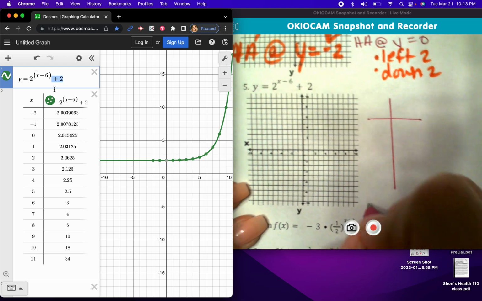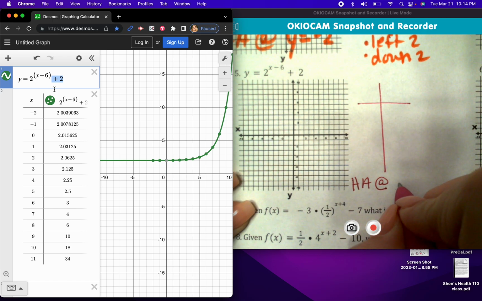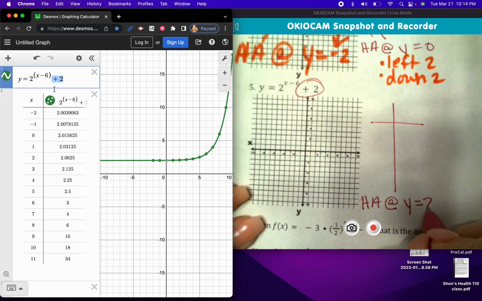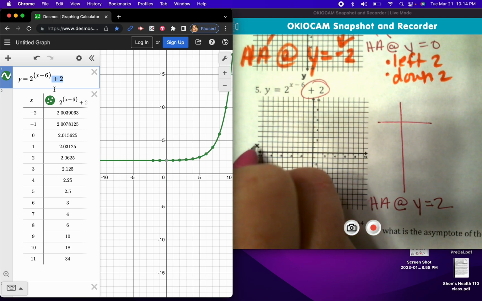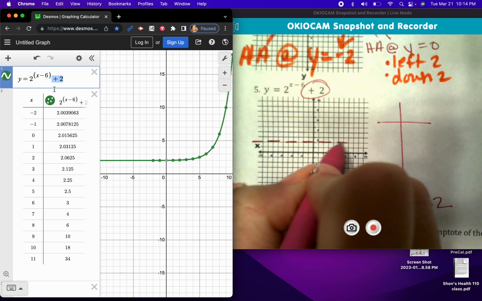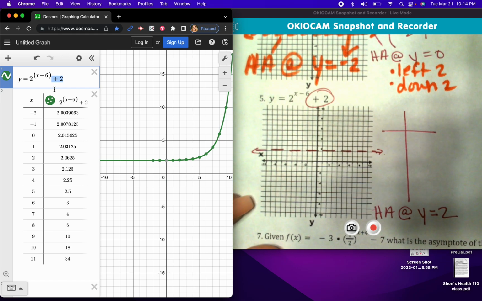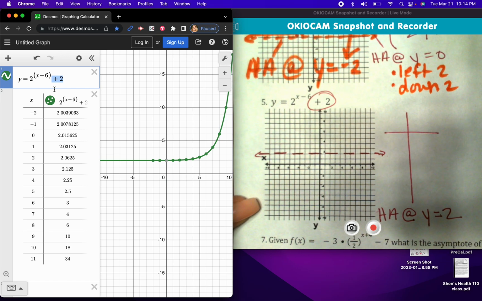So let's put that you have a horizontal asymptote at y equals that k value, negative 2. So let's go to negative 2 and put a dotted line right here where the y would be negative 2. Okay, it's your horizontal asymptote, just like your invisible fence.